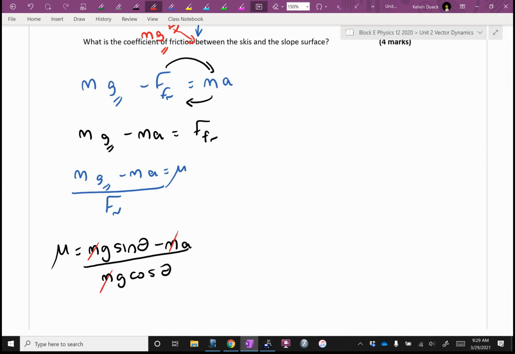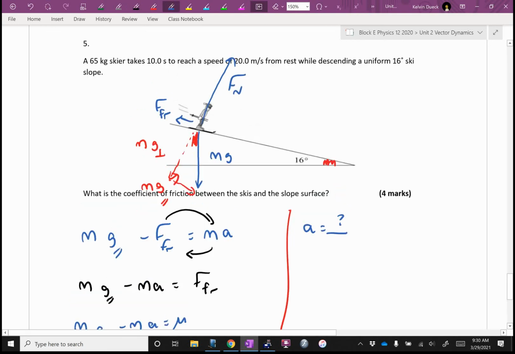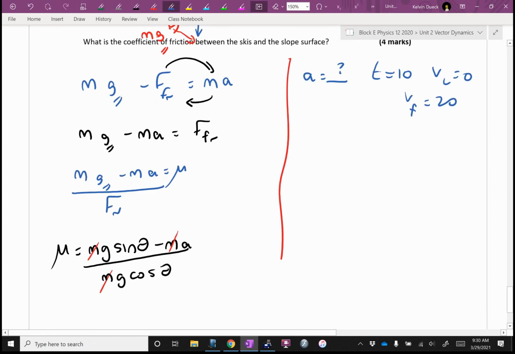Why can't I solve this? I need A. I don't have the acceleration. I need the acceleration to find mu. Or maybe they gave me enough information to find the acceleration. I don't know. So I'm going to say to myself, self, I need to fill in this blank here. Well, they gave me a time of 10 from rest. VI is 0. Oh, and 20. V final is 20. Oh, heck, I can find A from that.